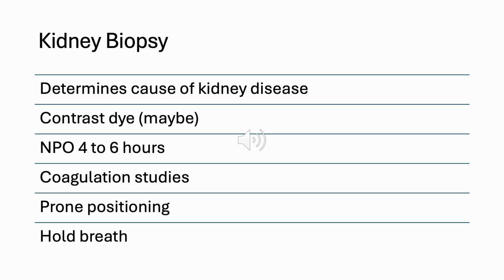You position the patient prone. You can put like a pillow under their shoulders or their abdomen for comfort. When the provider is inserting the needle, you have the patient hold their breath. And this is to prevent a pneumothorax. Okay? You don't want the patient to breathe while the provider's piercing the kidney.